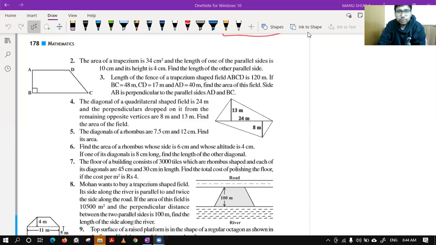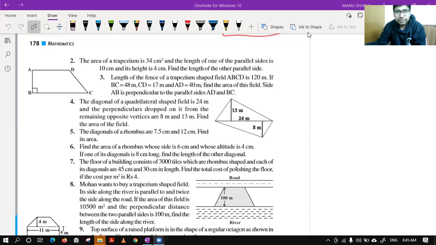Good morning, everyone. In the last class, we discussed exercise 11.1. Now, we started 11.2 also, based on trapezium. So, question number one was simple, directly formula based. Let's see question number two, which was your homework.